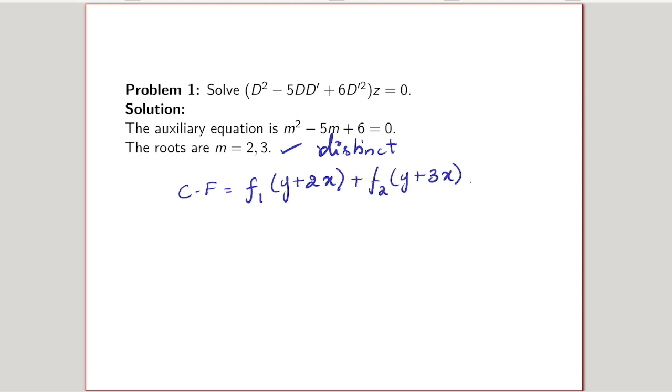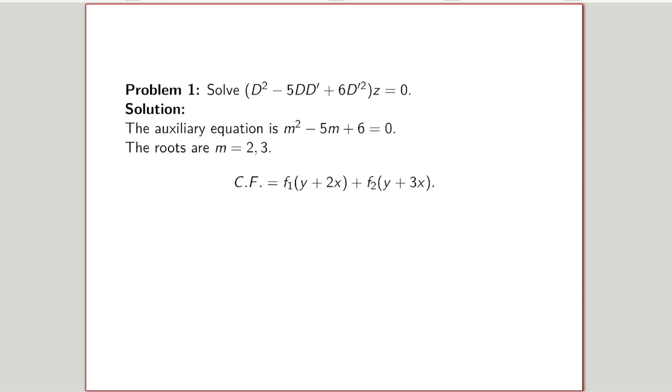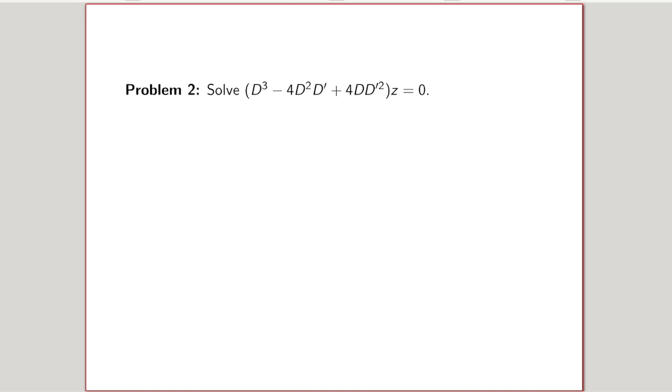Now to write the complete solution, since there is no right hand side term in this question, the particular integral does not exist. So we can write the complete solution as the complementary function itself. So our solution will be z = f1(y + 2x) + f2(y + 3x). Now let us go to the next problem.